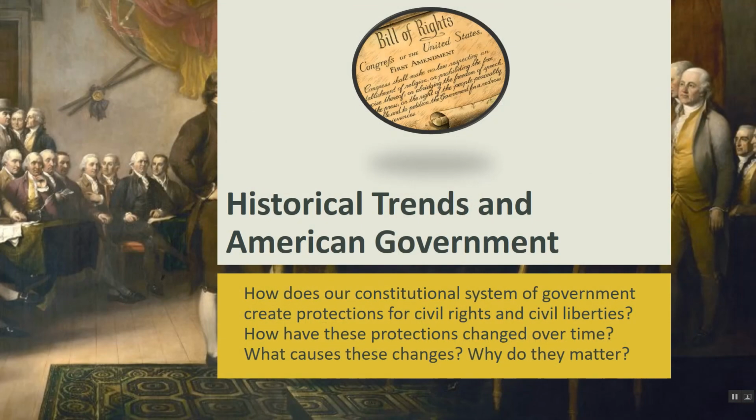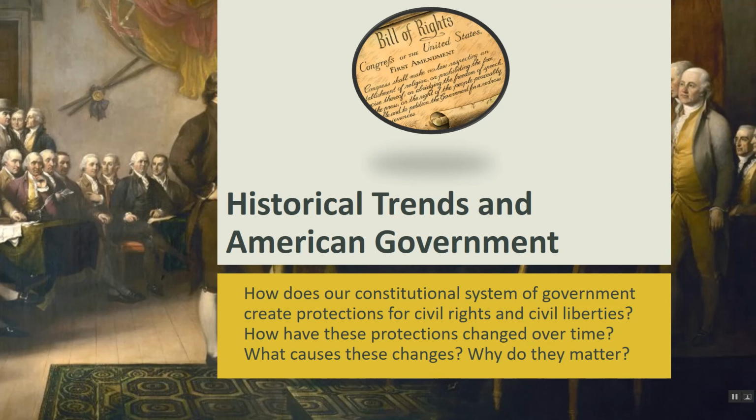All right, now that we know what civil rights and civil liberties are, we know that there are different types of natural right, but that they are distinct in some important ways. Let's begin to talk a little bit about historical trends in the development of legal protections for civil rights and civil liberties by and under the American government. We're going to talk a little bit about how our constitutional system of government creates protections for civil rights and civil liberties. We're going to talk about how these protections have changed over time.